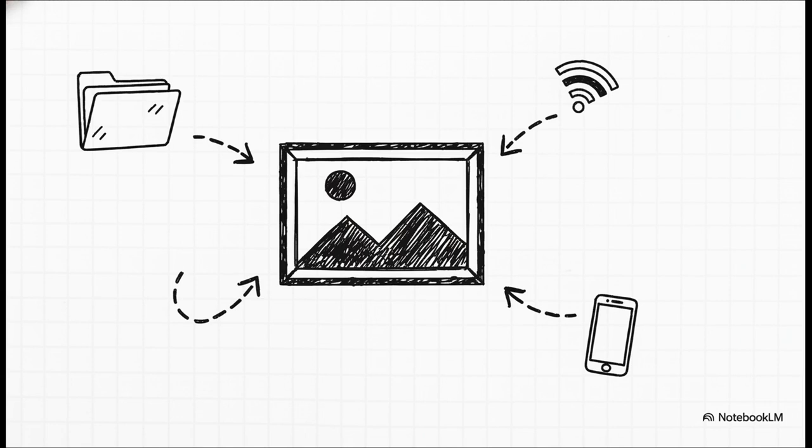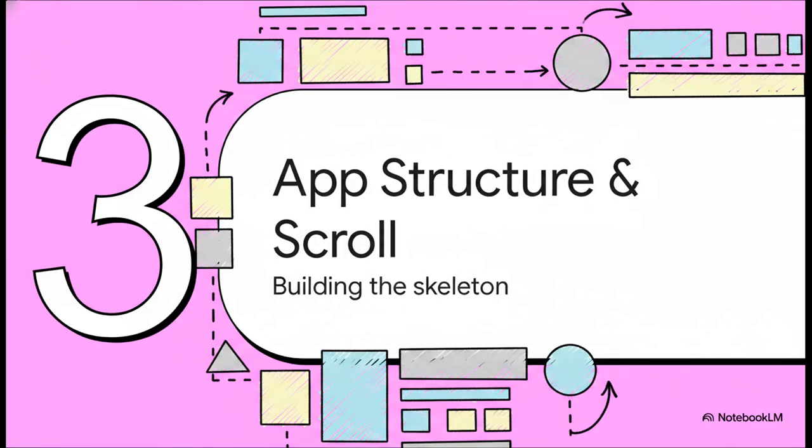You can pull graphics directly from your local app folders using the asset source, fetch them live from internet URLs using Network, grab them right from the user's local device storage, or even render them straight from raw memory bytes. It's super powerful. Okay, jumping into part 3, app structure and scroll.